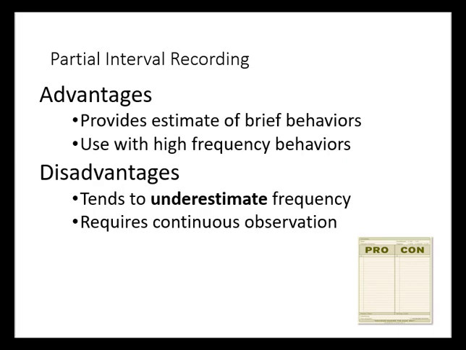The advantages of partial interval recording are that it can provide an estimate of behaviors that occur for a short period of time, as well as for high-frequency behaviors. Contrary to whole interval recording, partial interval recording tends to overestimate the occurrence of behavior. So if your interval lasts 30 seconds, a brief 1 second occurrence of the behavior would cause you to count the entire interval. The larger the interval, the greater the overestimation. Like whole interval recording, it requires constant observation.